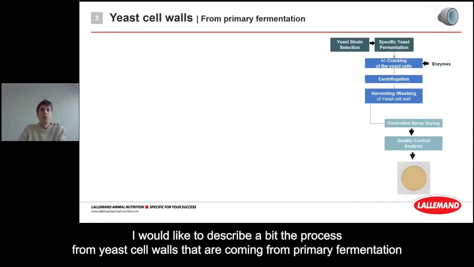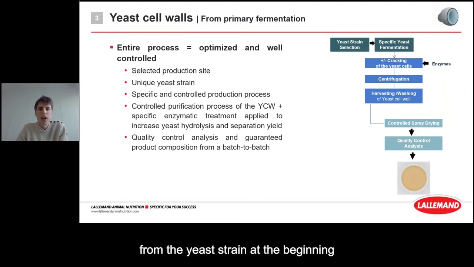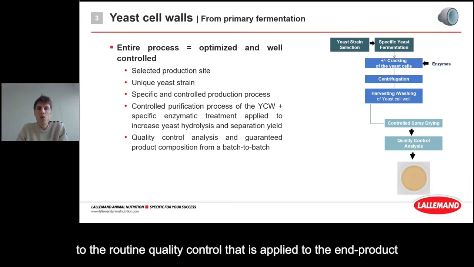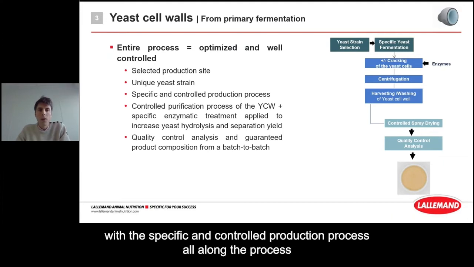I would like to describe a bit the process for yeast cell wall that is coming from primary fermentation. In that case, the entire process is optimized and well controlled, from the yeast strain at the beginning to the routine quality control that is applied to the end product. It's yeast cell walls that are coming from a selected production site with a unique yeast strain used during the process, with a specific and controlled production process all along.